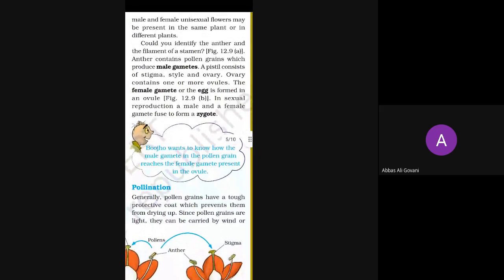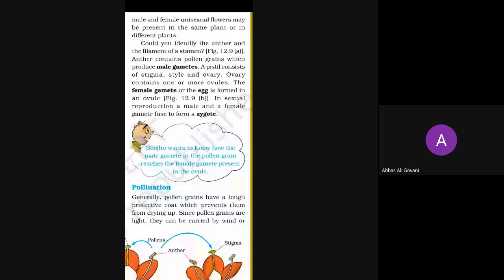Read. Go on, you only read. Yes, sir. Male and female flowers may be present in the same plant or in different plants.